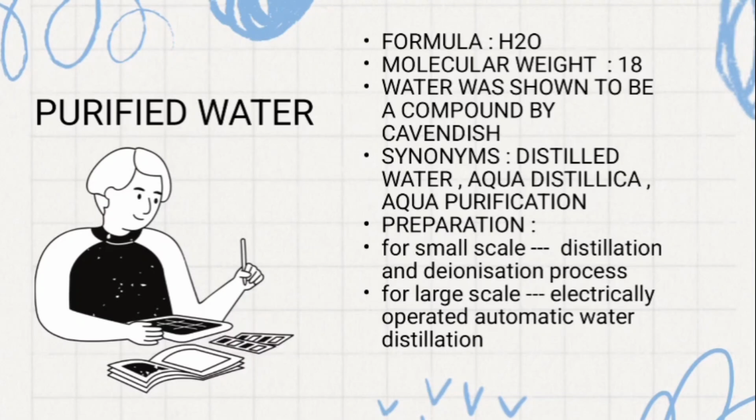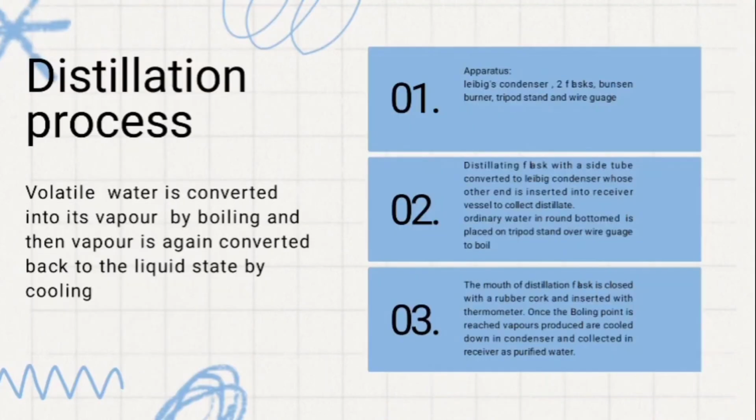It is also called distilled water, aqua distillica, aqua purifica. For preparation on a small scale, distillation and deionization are the processes that are employed. For large scale, electrically operated automatic water distillation is the process that is employed.